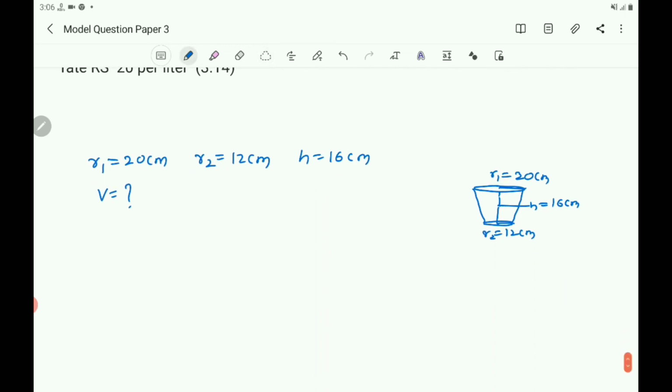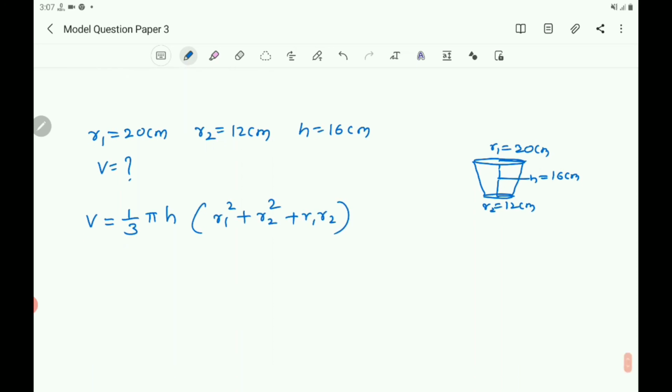Let us find the volume first. V. Then what is the formula to find the volume of the frustum of a cone? You write the formula for the volume of the frustum of a cone, that is 1 by 3 pi h into R1 square plus R2 square plus R1 into R2.